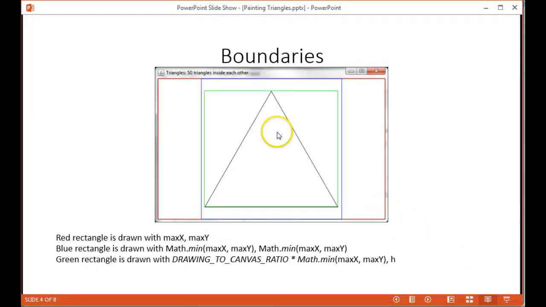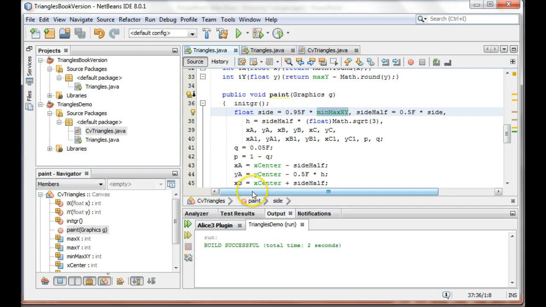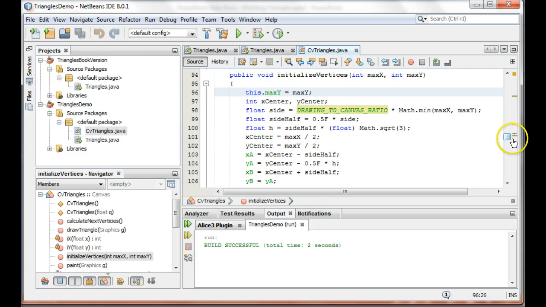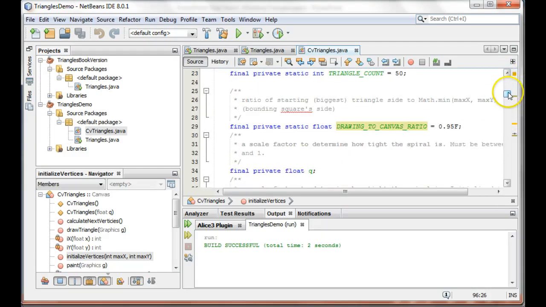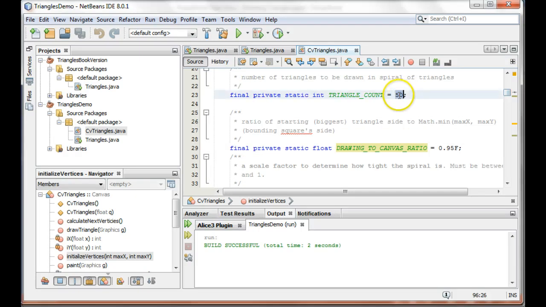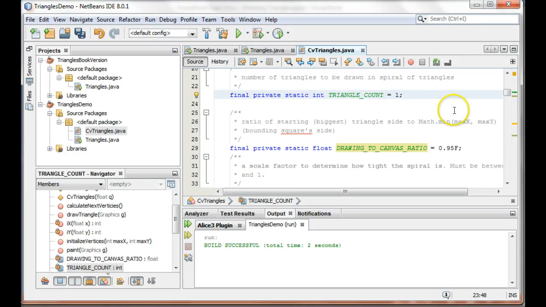What we saw before was that we could use this min max xy to make an absolute boundary that we want our triangle to stay inside of. And maybe make that a little bit clearer why we need to do that. I'm going to flip over to the refactored version here for a second so that I can set the number of triangles to 1. I just want to draw just one triangle. And let me run this.